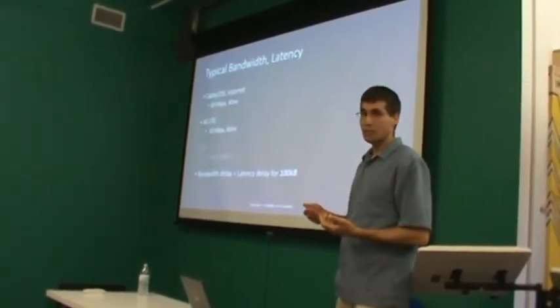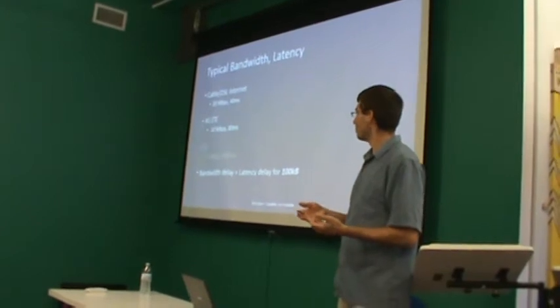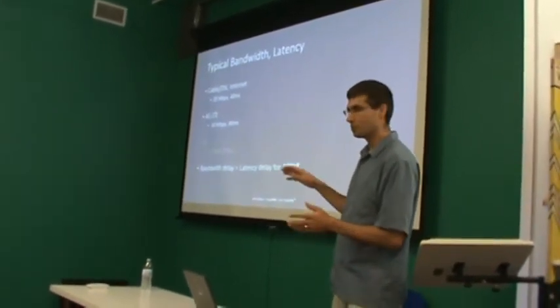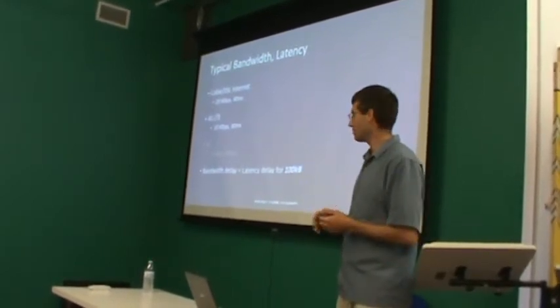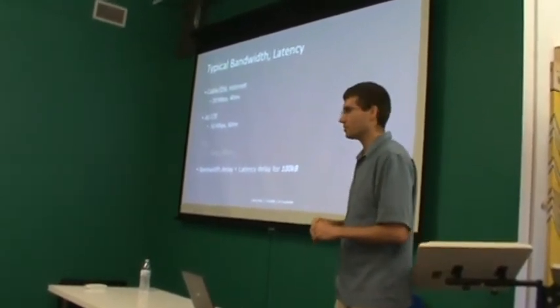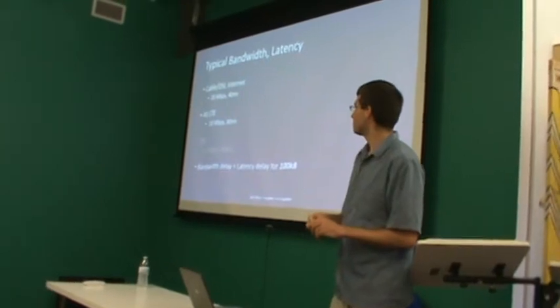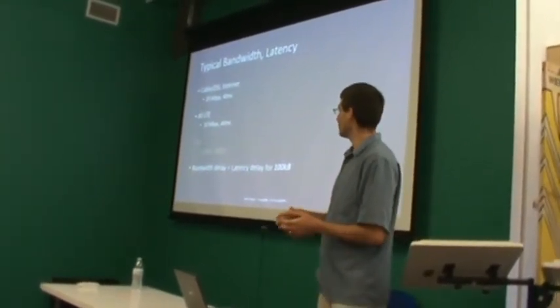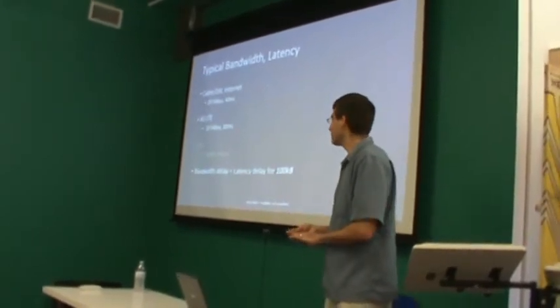A 4G LTE connection is about twice as slow in both respects. 3G, I have that grayed out because if we're going to talk about 1 second and 100 milliseconds, no way that's going to work on 3G. But it's useful to know. It's significantly slower than 4G. Maybe 1 megabit and huge latency.